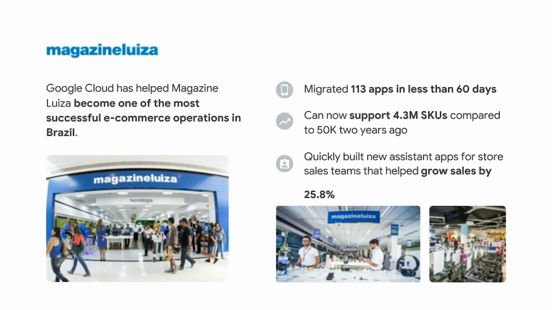Magalu is a fantastic example of a retail marketplace built on Apigee. Magazine Luiza is one of Brazil's largest retailers with over 1,000 stores. Some people call them the Amazon of Brazil, which is kind of funny because the Amazon actually is in Brazil.